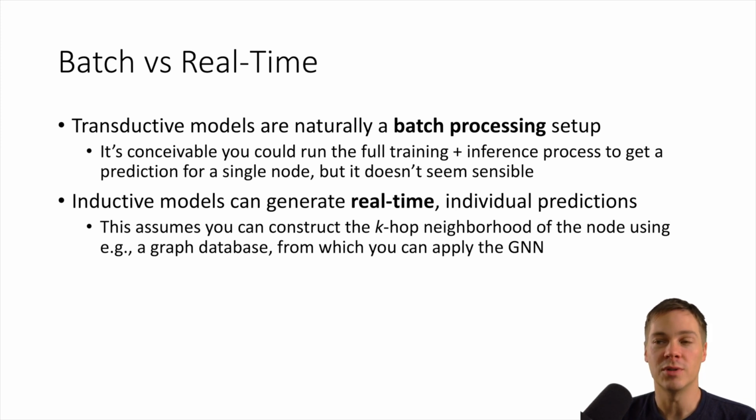This, of course, assumes that you can construct the k-hop neighborhood of a node using something like a graph database, because you're going to need to be able to construct that subgraph to actually evaluate the GNN. But with that complexity aside, if you have the parameters and the subgraph necessary to create the computation, you can evaluate a single request at a time, whether it's new or old.